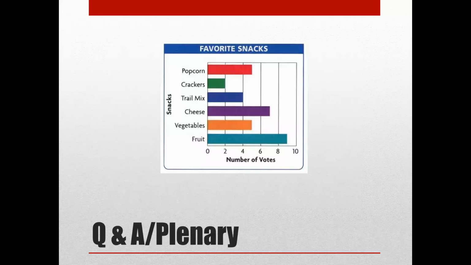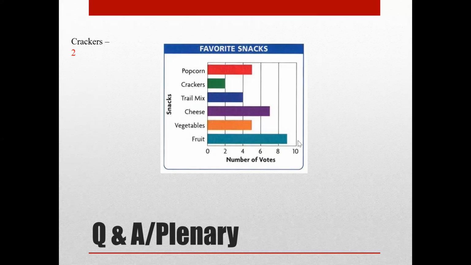Now have a look at this. Let me see if you can answer the questions, and I'm sure you can. First question, what is the title of this graph? Very good, it's favorite snacks. Now, how many children chose crackers? Who can tell me? How many children chose crackers? Very good. 2 children. You see, you look for the word crackers and you see where this line ends.